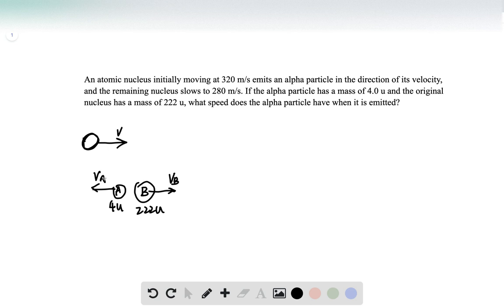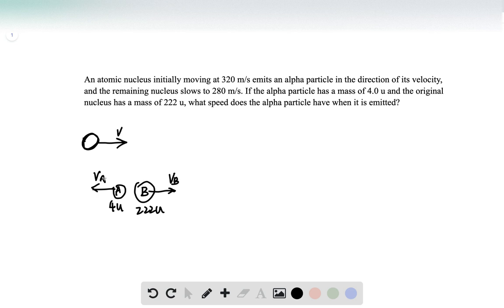And I do not actually know which way these particles will be moving. Right now, from my drawing, it looks like VA is in the opposite direction as V, and VB is in the same direction as V. But it doesn't matter, because if I assume the wrong direction, I'll just get a negative sign in the final result. So let's write down all the numbers we already know.